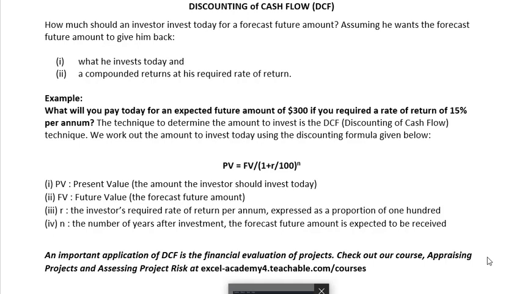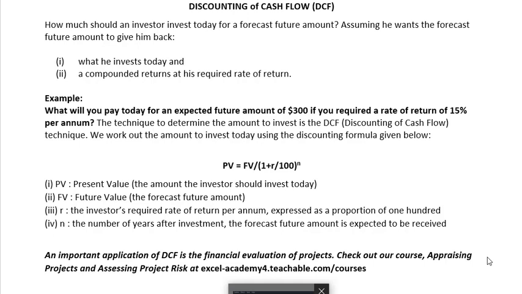In the example given, if an investment is expected to give you a single payment of $300 in 2 years' time, how much should you pay for it today, or how much should you invest today for it? Well, it depends. It depends on the rate of return you want on your investment. In the given example, we assume that your required rate of return is 15% per annum.